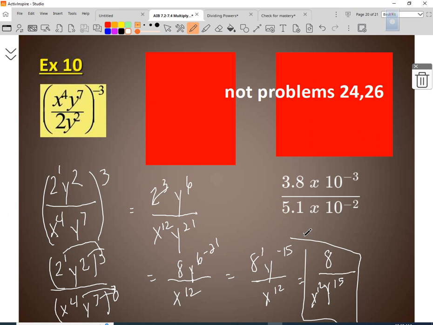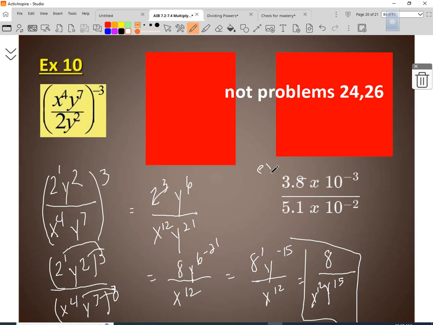Okay? Once we get to the end, anything with a positive exponent stays where it is. Anything with a negative exponent has to be moved. If it's in the top, it goes to the bottom. If it's in the bottom, it goes to the top. And we have one more example, if you've got one like this on your notes.